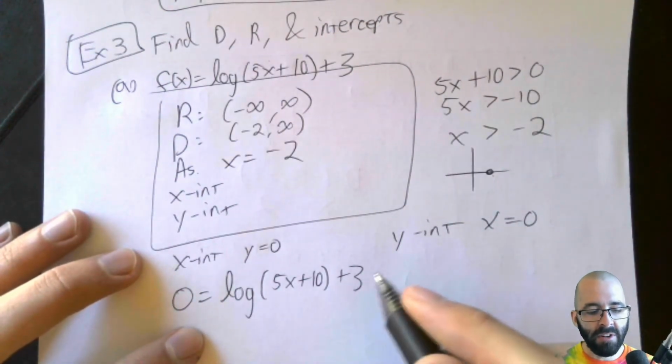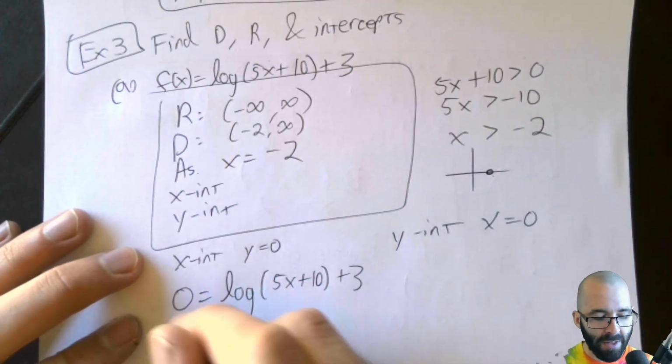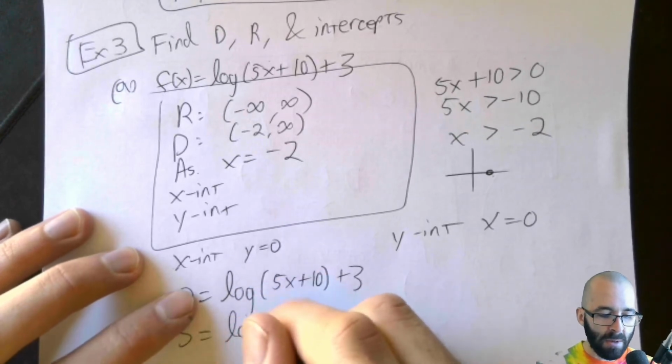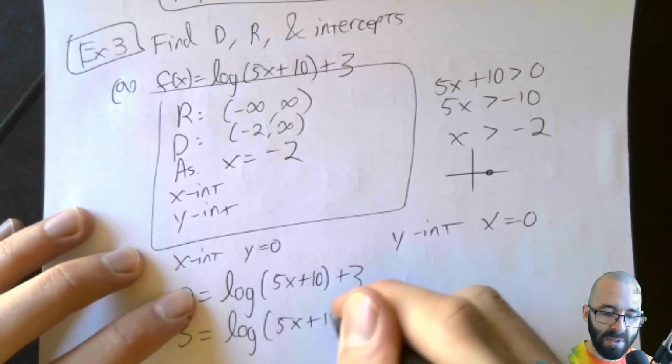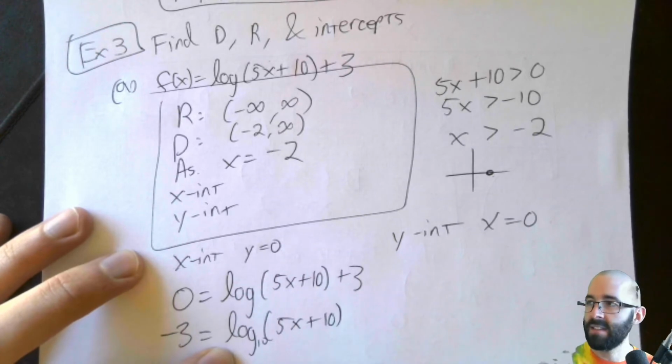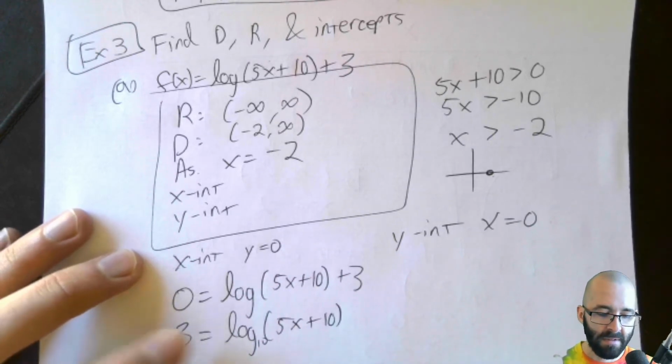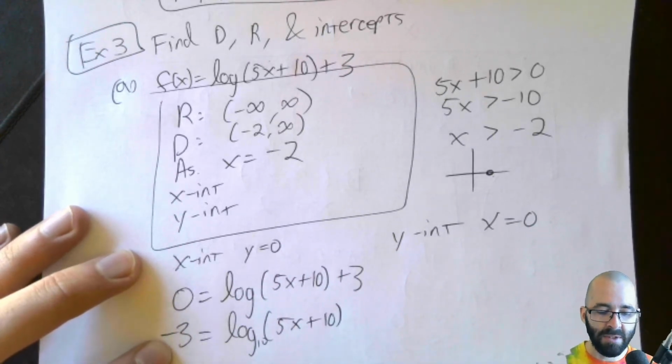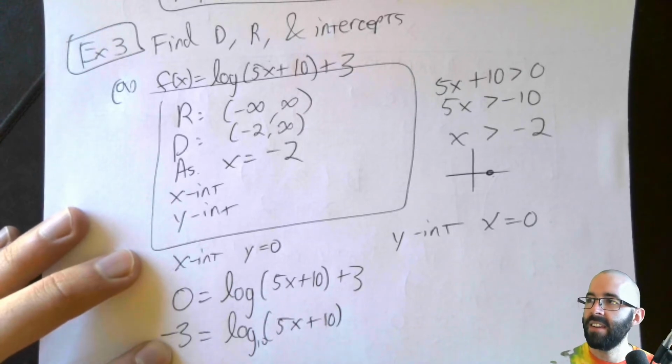The idea is we want to convert it into exponential form. So let's move that 3 over. Negative 3 is equal to the common log of 5x plus 10. And remember, if there's no subscript, it's like a subscript of 10. Now we convert this to exponential form, and we can finish solving after that.